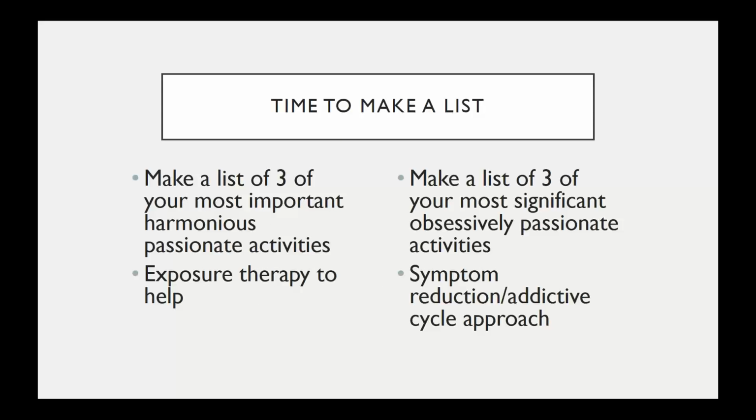I ask my patients to make a list of 3 things, sort of like what I did with you earlier, of activities that are most important to them and that they approach in a harmonious, passionate way. And then I try to use exposure therapy to help with that, to make this more of their focus. And then I ask them to make a list of the 3 most significant obsessively passionate activities that they have. And we work on symptom reduction and the addictive cycle.